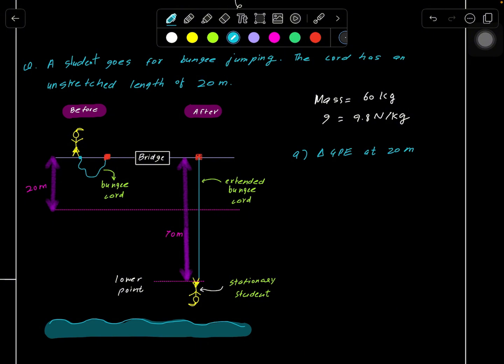So I'd like you to pause the video and maybe give it a try and then look at the solution to check whether you got it right or not. So gravitational potential energy is simply mgh. Let's plug in the values. Mass is 60 kilograms, g is 9.8, and the height is 20 meters. Plug those values in your calculator and you would get 11760. Don't forget the unit.